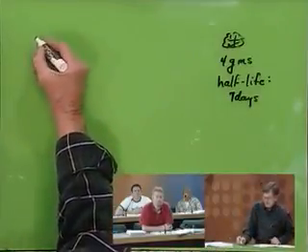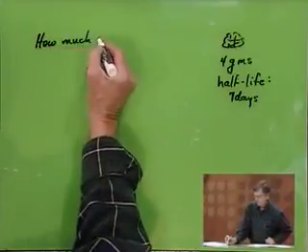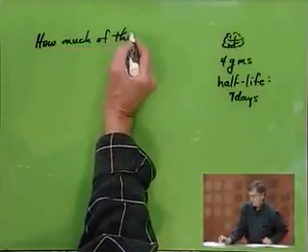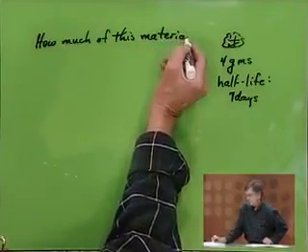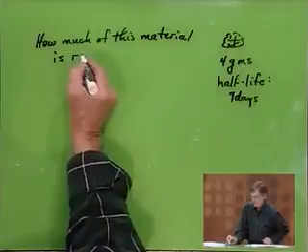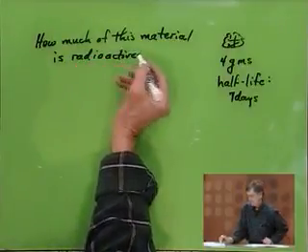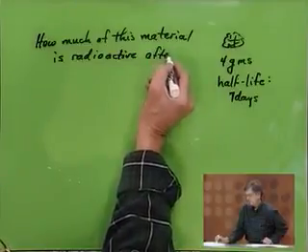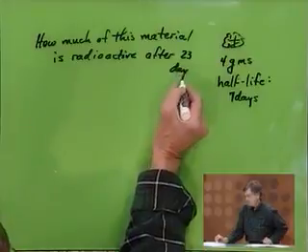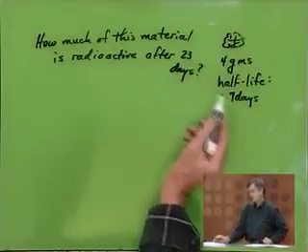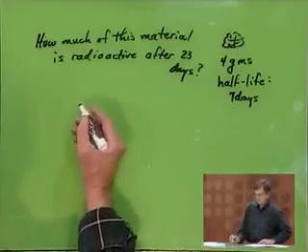So we might ask this question: how much of this material, that is these 4 grams, is radioactive after, let's say, 23 days? 23 days, because I want to pick a number that's not just a multiple of 7. Otherwise, I think we could work it out without much difficulty.